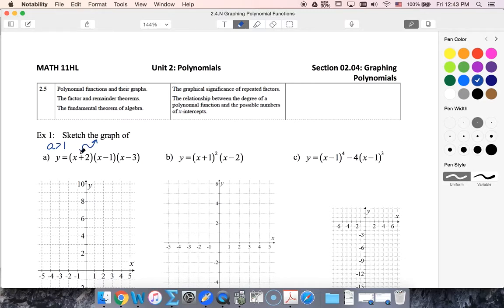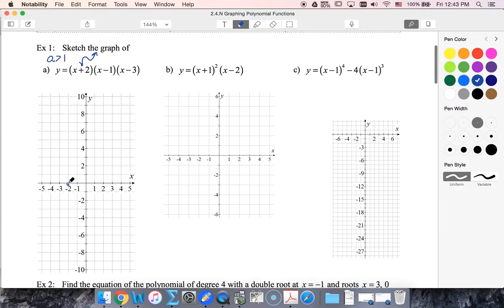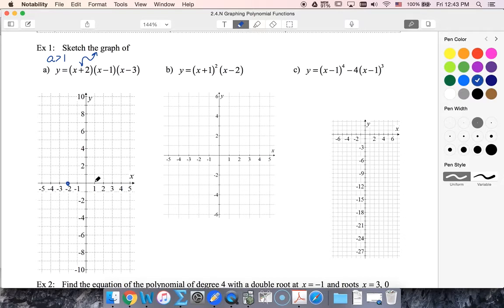As x goes to negative infinity, y will go to negative infinity. As x goes to infinity, y will go to infinity. And I also know my roots. So my roots are going to be -2, +1, and +3. When x equals 0, my y value is going to be 2 times -1 times -3, which will give me +6.